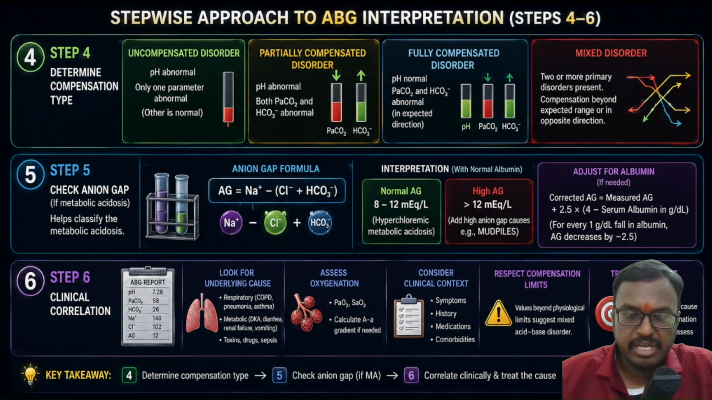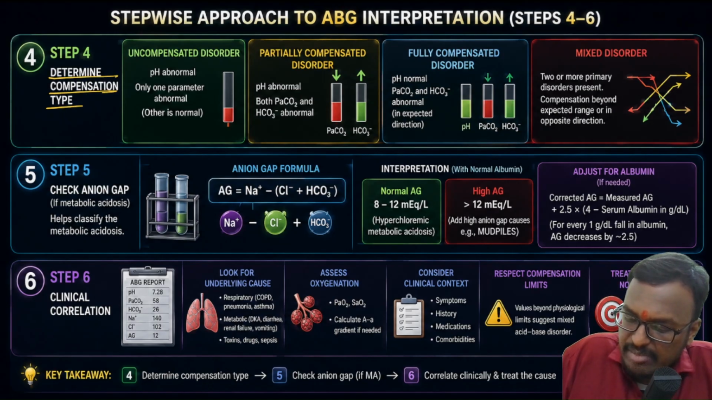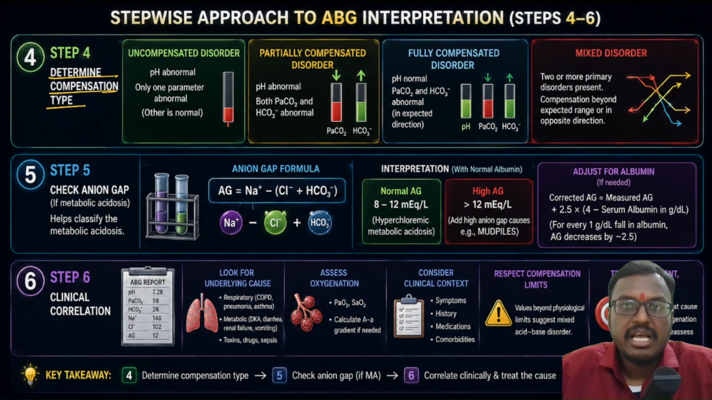Now the fourth step is to determine the compensation type and the stage of compensation. After identifying the primary disorder and checking whether the compensation is occurring, the next question becomes what stage of compensation the patient is in. This is clinically very important because it tells us how long the disorder has been present, whether the body has started adapting, and whether another disorder might also be present.